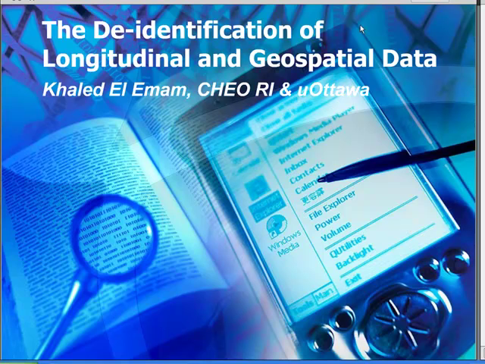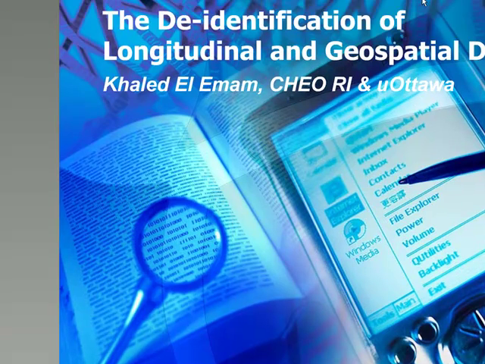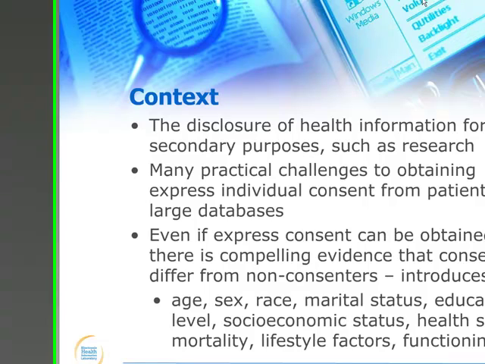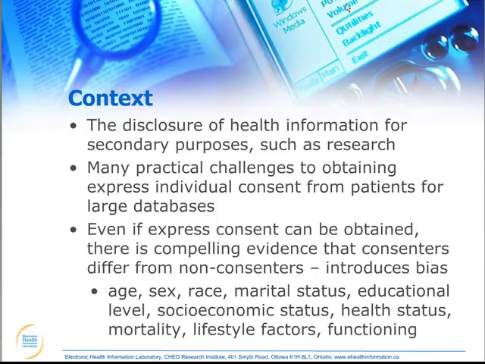So to get started, I'll just set a bit of context for what we're trying to do. So here we're looking at the disclosure of health information for secondary purposes such as research and public health. When this data is disclosed based on existing legislation, for research, in practice, the research ethics boards will require either that consent be obtained or that the data be de-identified.